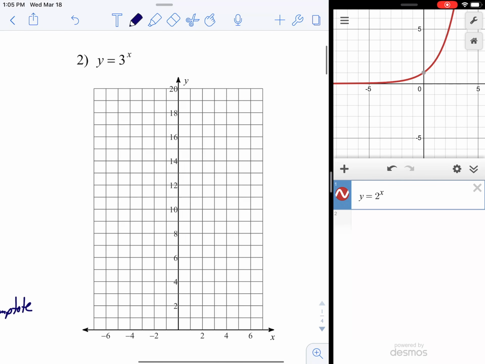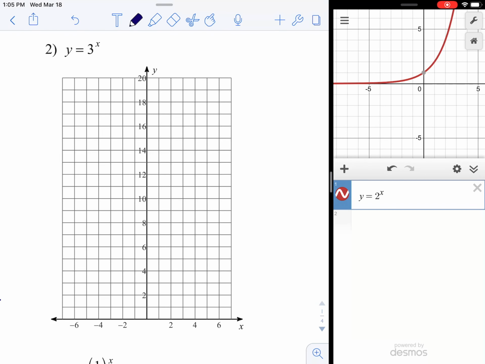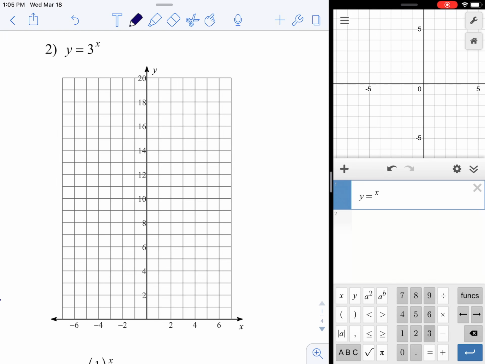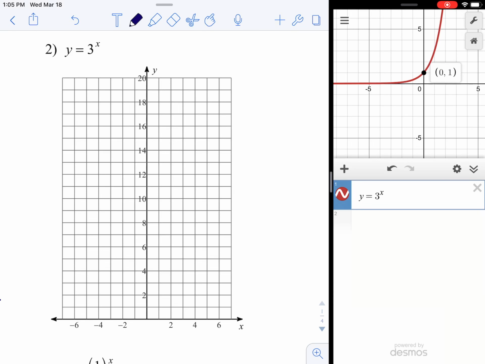The second example, y equals 3 to the x. The only reason I included this is I just want to show you that if you change the base, it doesn't change that much about the graph. It still has the same intercept, still has an asymptote here. It still takes a dramatic curve up.